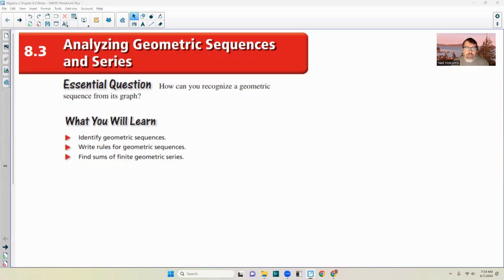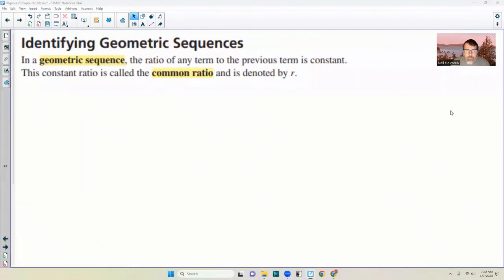And the essential question in this chapter section says, how can you recognize a geometric sequence from its graph? Identify geometric sequences is what you will learn, as well as write rules for geometric sequences. And then we're going to find sums of finite geometric series. So let's take a look.